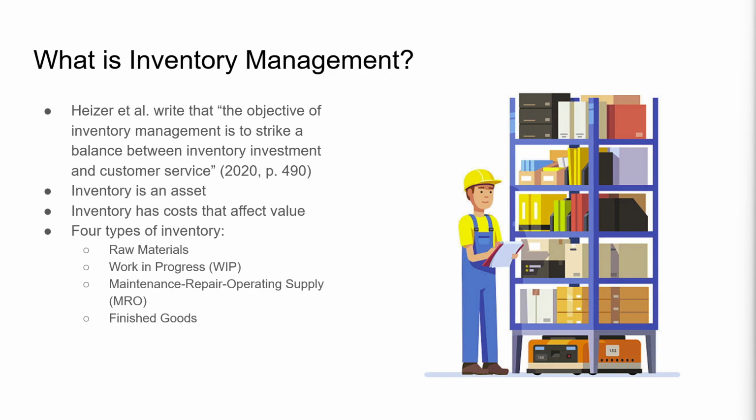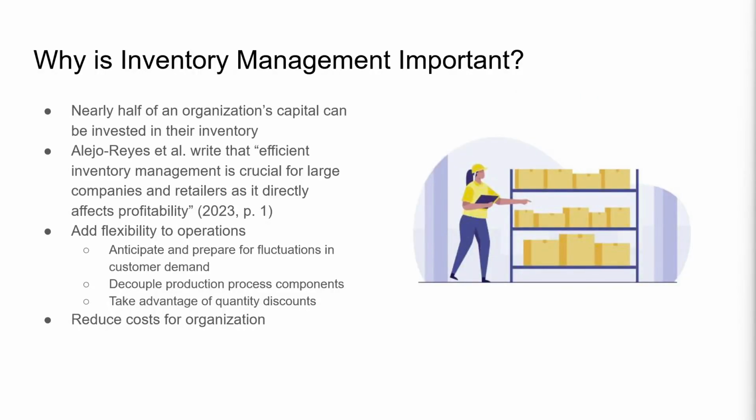MRO inventory are the items necessary to keep the production processes running, items like lubricants for machinery or cleaning products for medical and food-grade processes. The final form of inventory are finished goods, the final products of the transformation process waiting delivery to the end customer. Inventory management is a critical piece of operations.